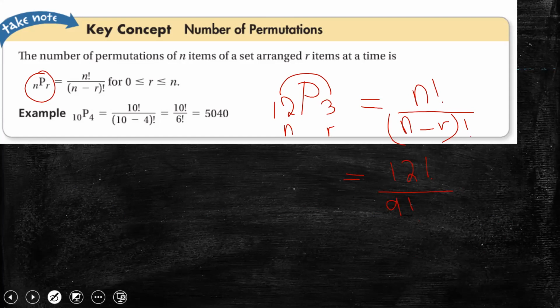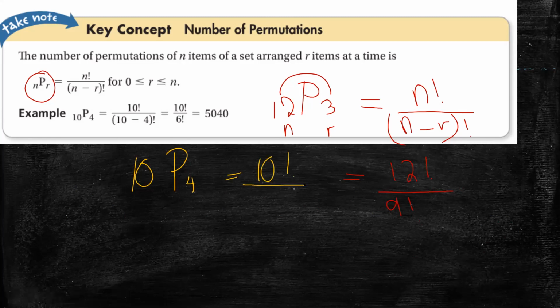Another example. If you have permutations of 4 arranged from 10, you will say it is 10 factorial over 10 minus 4, which is 6. So it is 10 factorial over 6 factorial. This is how to find the number of permutations. This is our formula: n factorial over n minus r factorial.